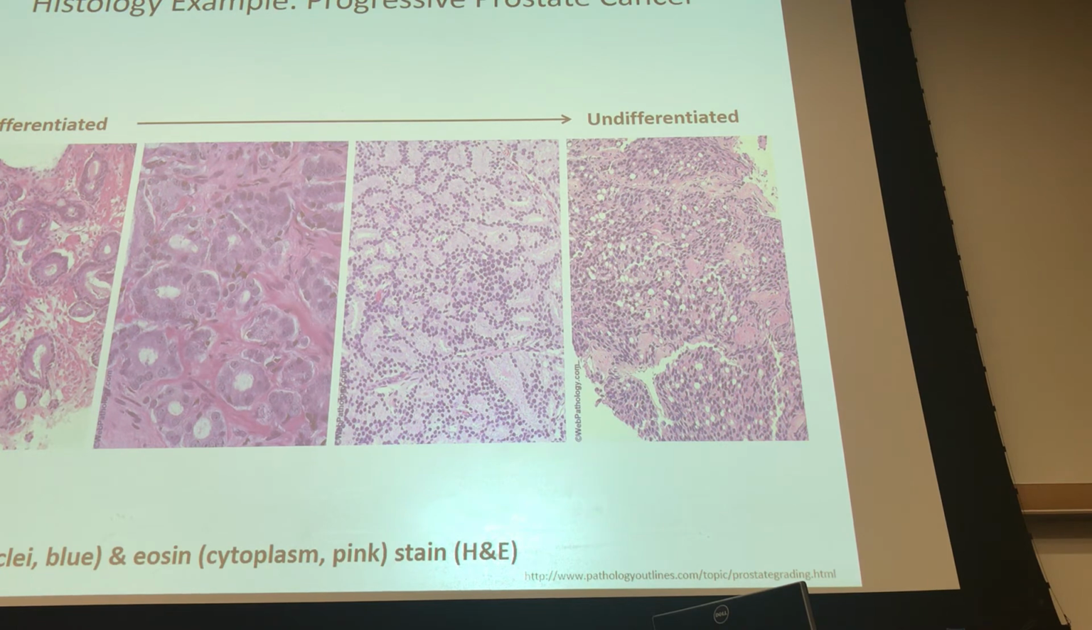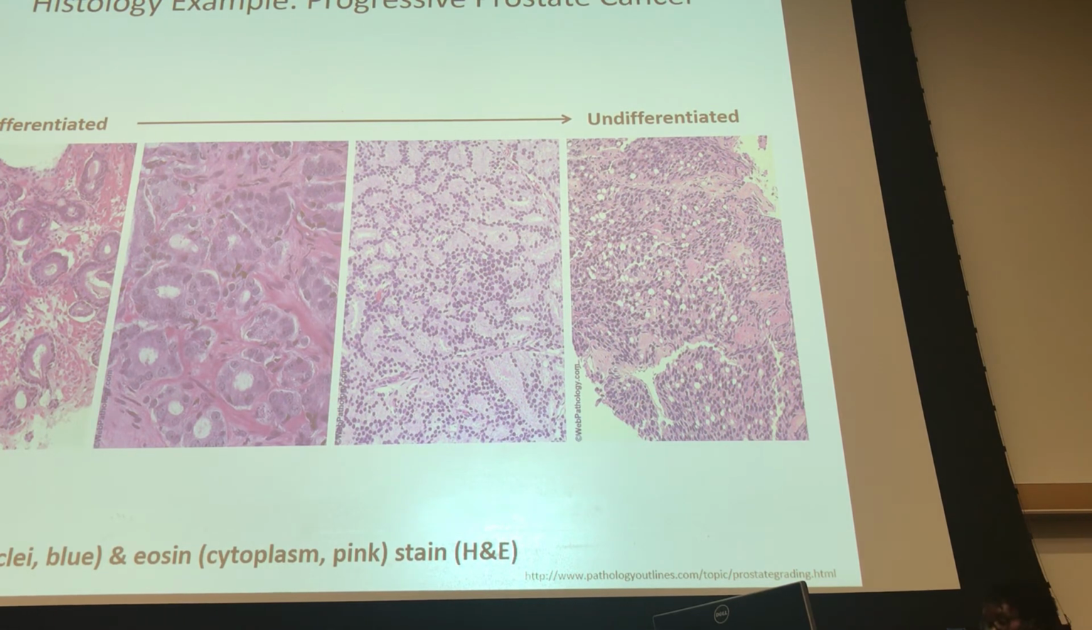So you can see that you've lost all the architecture of the gland, and this is clearly cancer at this point, right? They've breached all basement membranes at this point, and you just got cells growing uncontrollably.